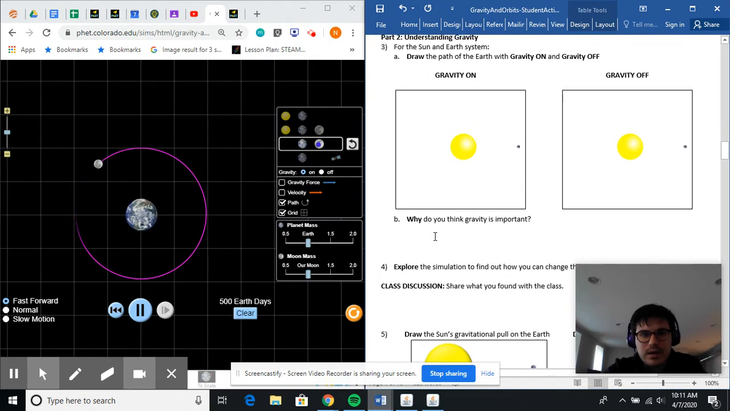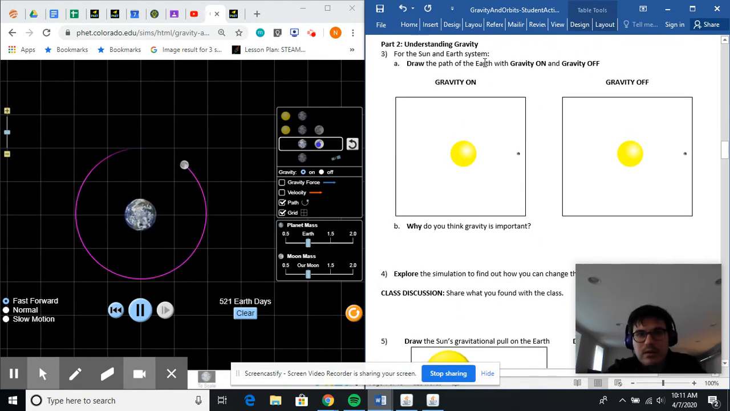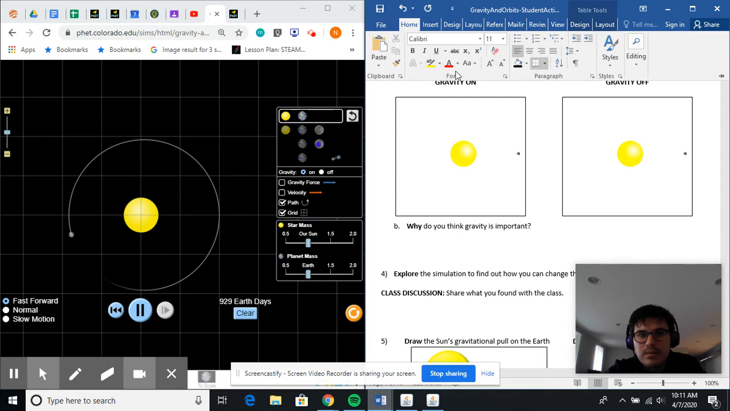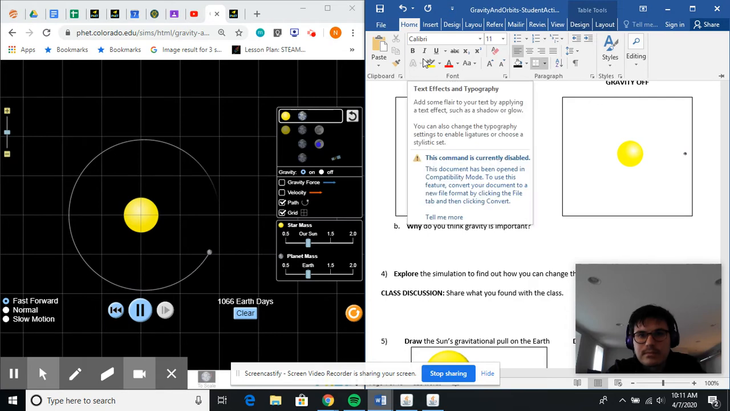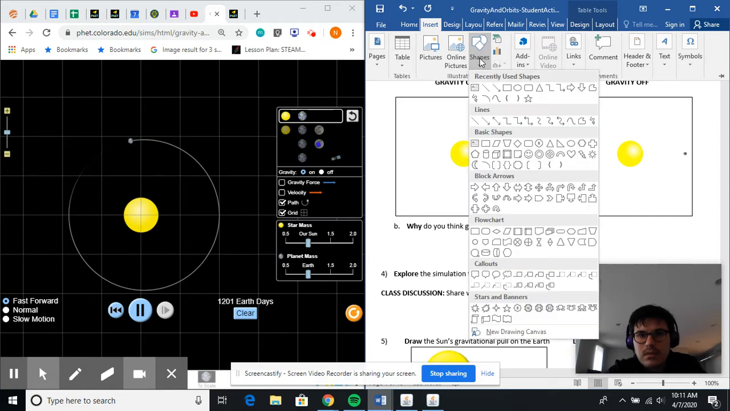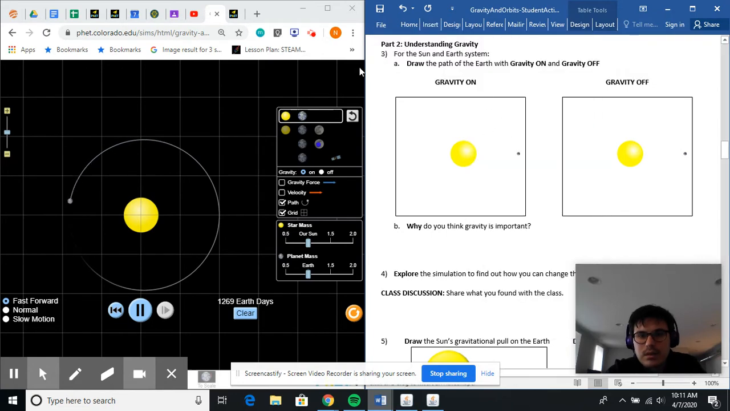Moving on. Understanding gravity for the Sun and Earth system. Draw the path of the Earth with gravity on and gravity off. This is a fun one. Let's see where we can turn gravity on. So this is on, and you're going to draw a little circular motion here. You know what I can do? I think I can pick up a pen here somewhere. We'll do this. So it would look something like that.